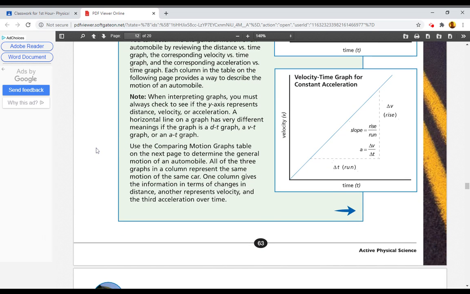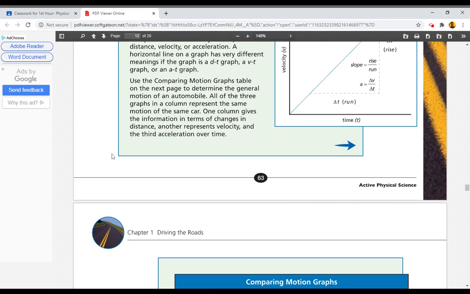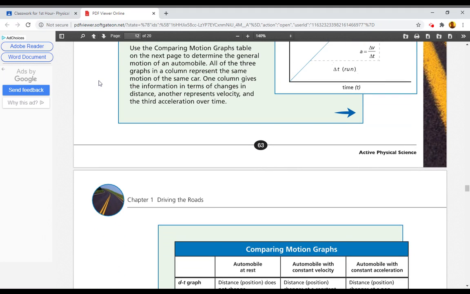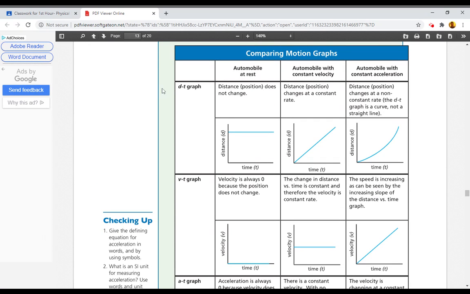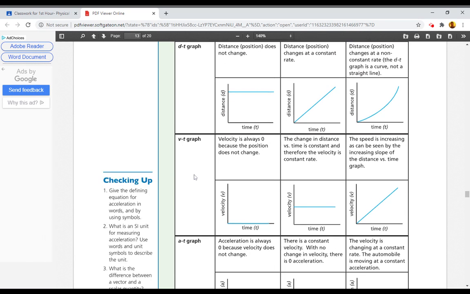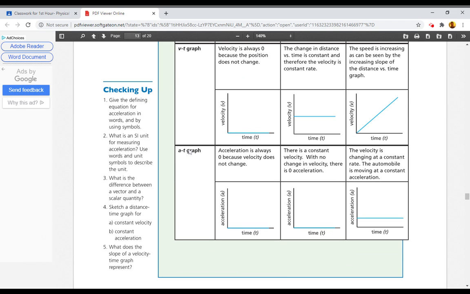Use the comparing motion graphs table on the next page. Let me scroll down a little bit. Use the comparing motion graphs table on the next page to determine the general motion of an automobile. All of the 3 graphs in a column represent the same motion of the same car. One column gives the information in terms of changes in distance, another represents velocity, and the third acceleration over time. Okay, so distance time graph, velocity time graph, acceleration time graph.